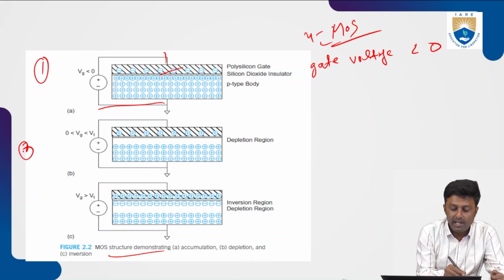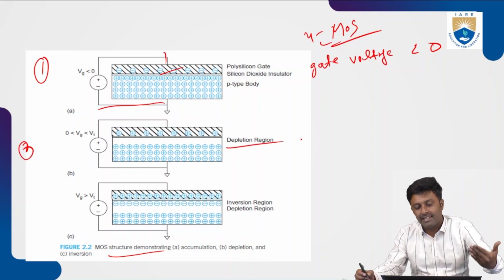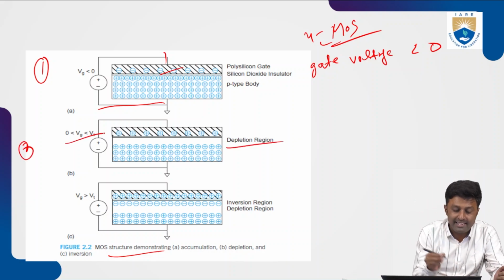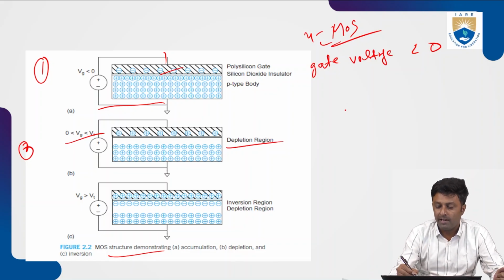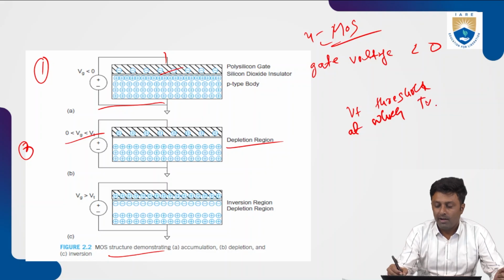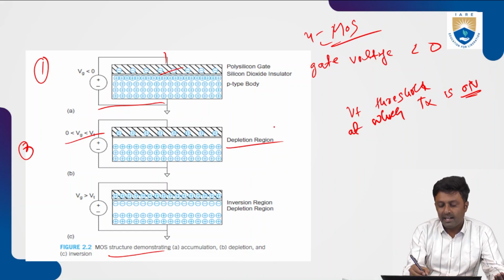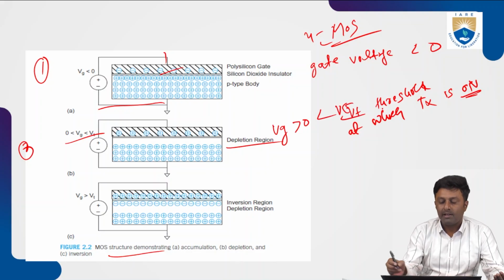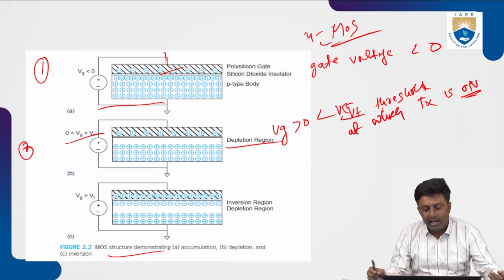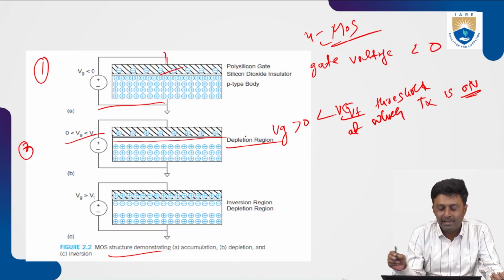In the second case, we apply a gate voltage greater than 0, a little increased, but less than the threshold voltage. Here we should remember VT is called the threshold voltage. Threshold voltage is the voltage at which the transistor is on. In the second case, we increase the gate voltage greater than 0 but less than the threshold voltage. In that case, a depletion layer is formed, as you can see here, a depletion region is formed.